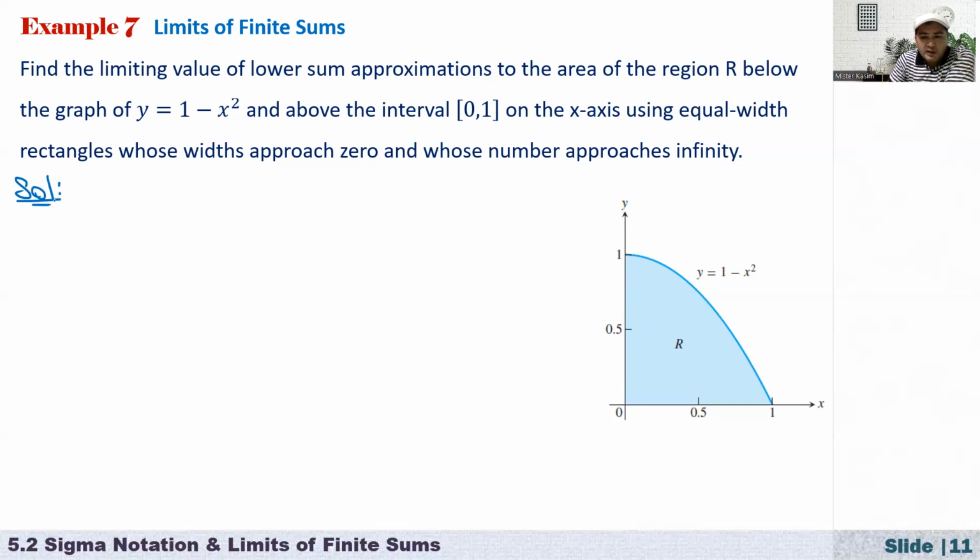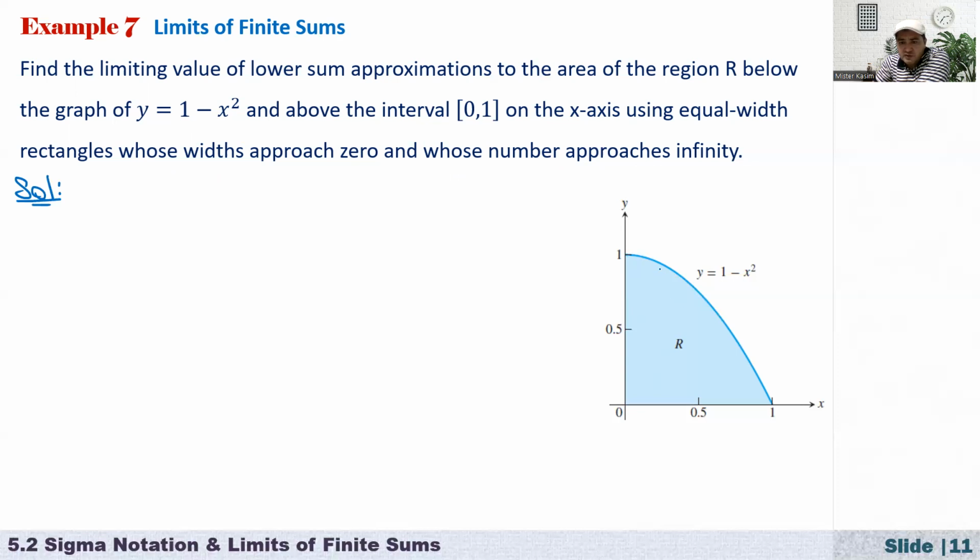To do this one, I am going to divide the base, the interval from 0 to 1, into n subintervals. What is the question here? Find the limiting value of lower sum approximations to the area of the region below the graph of this and above the interval 0, 1 on the x-axis, using equal width rectangles whose width approaches 0 and whose number approaches infinity. To do this one, let me show you only one of them. Here it says lower sum, right?